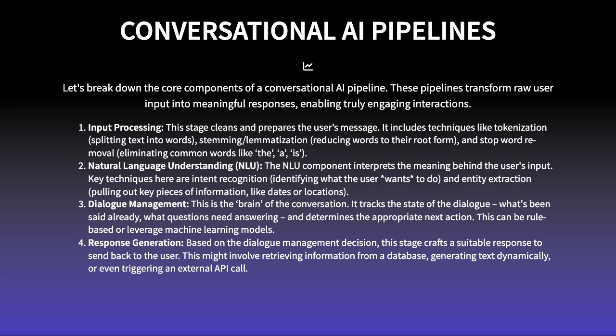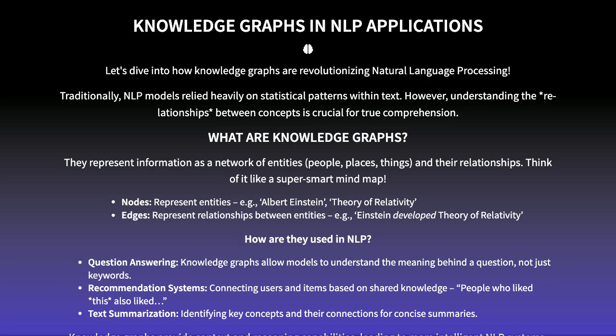Okay, so we're shifting gears a bit and looking at how knowledge graphs are making NLP even smarter. Basically, instead of just seeing words in isolation, we're building a map that shows how things relate to each other. Imagine it like a really detailed mind map. Nodes represent the things themselves, like people or ideas, and edges show how they connect. For example, Albert Einstein is connected to theory of relativity with an edge labeled developed. This graph structure allows NLP systems to actually understand what's being asked or discussed, leading to huge improvements in question answering, recommendations, and even summarization.